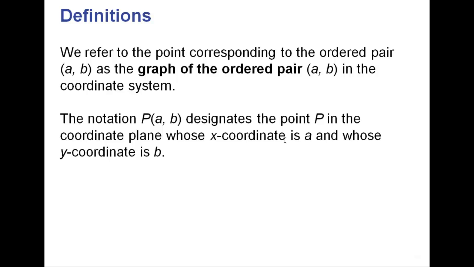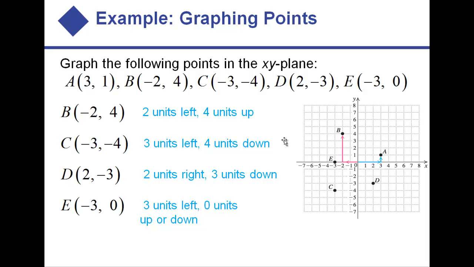The notation P(a, b) just designates the point (a, b), and then the ordered pair (a, b) itself just designates the graph of it. So again, more vocabulary. Here are some examples of points on the Cartesian plane, sometimes called the coordinate plane. A here is over 3 and up 1, so that's this point here. You can look through the rest of them. C is over 3, down 4, negative, negative, so that's why they're both negative, etc., etc.